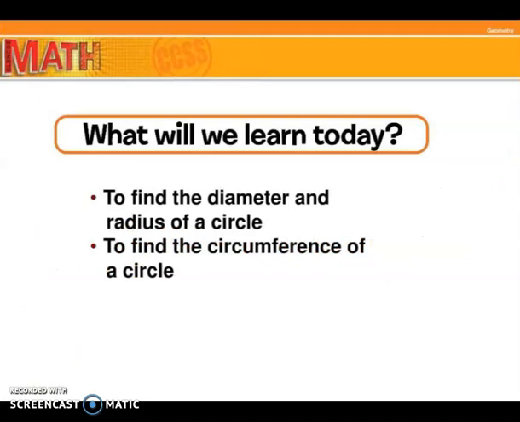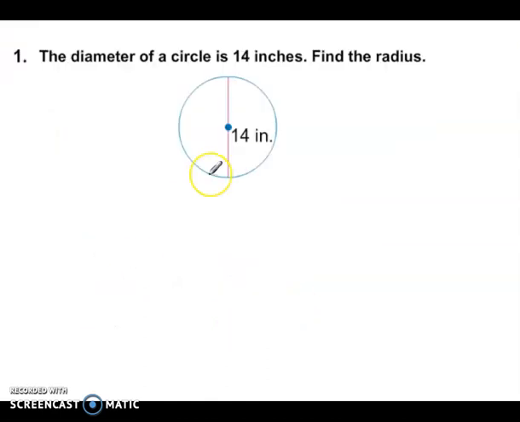So what we are going to learn today is to find the diameter and the radius of a circle, as well as use the formulas for circumference to sub in our numbers and find the circumference of a circle. The two formulas we are going to use are circumference equals pi times the diameter, or circumference equals 2 pi times the radius. So first, let's talk about the diameter versus the radius.